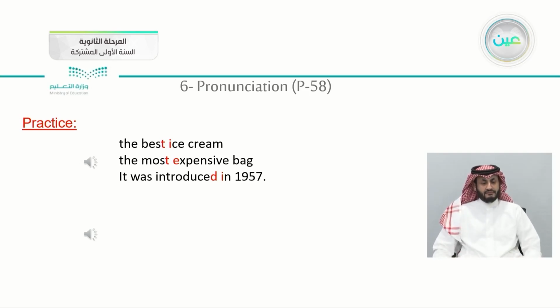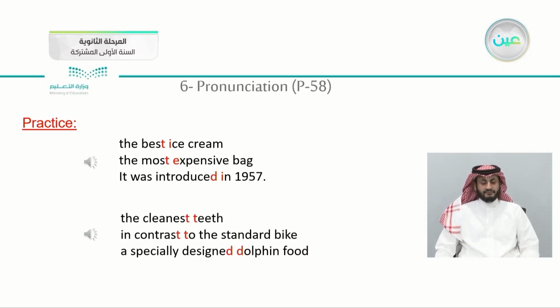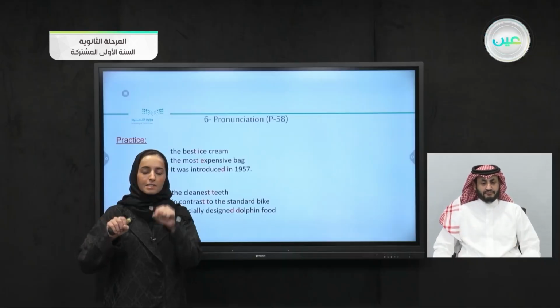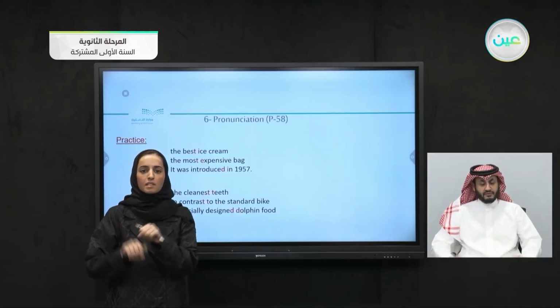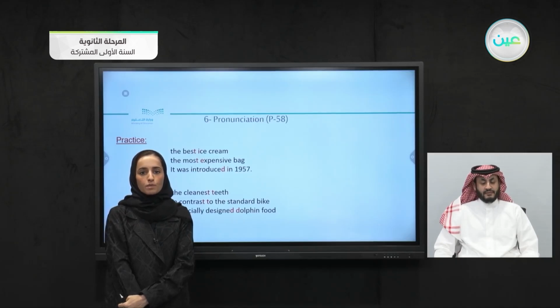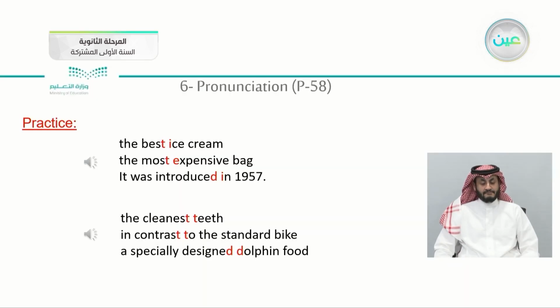The most expensive bag. It was introduced in 1957. How about if we're having two consonant sounds, T and T, or D plus D? How are you going to pronounce them? Let's listen to them. The cleanest teeth. In contrast to the standard bike. A specially designed dolphin food.